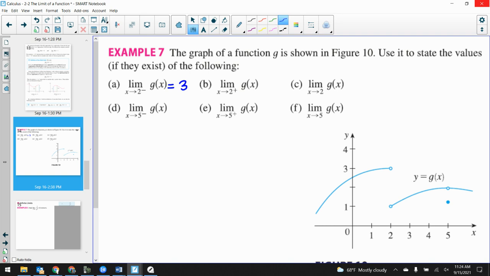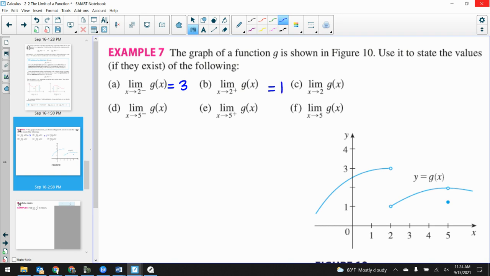Okay. Do I care that the function at 2 does not equal 3? No, I don't care what's happening at that moment. I care what's happening around it. I care what it's going to. Okay. What's the limit as x approaches 2 from the positive direction? So I go here. I say, okay, get closer to 2. What's it going to go? What's the y value going to be? 1.